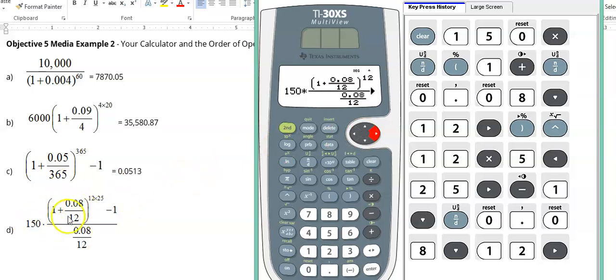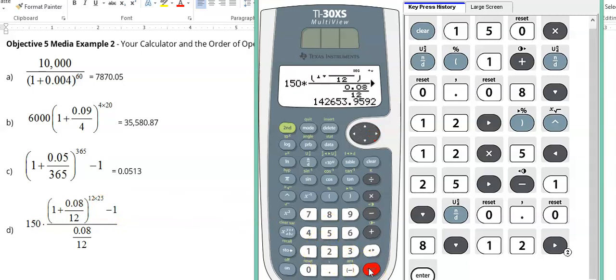Okay. And I want to double check that everything's right. This one's so long you can't even see the whole thing. But we have the 150. Here's this piece right here, 1 plus 0.08 over 12. That's in parentheses. I'll move to the right to make sure this is 12 times 25. The denominator's correct. Okay, and here's the other side, 12 times 25. And the minus 1 is in the numerator, but down, not in the exponent. So it looks good. Hit enter, and there's our result.